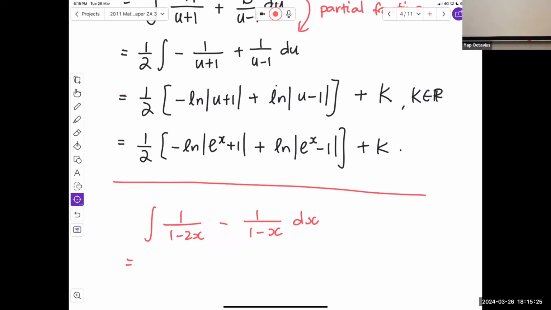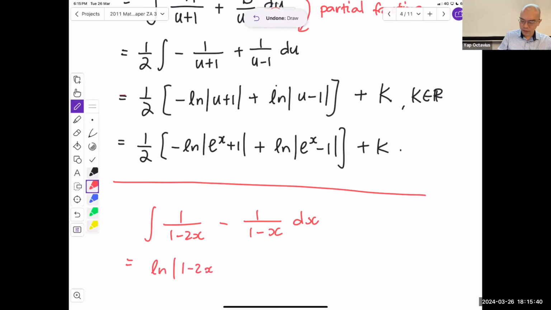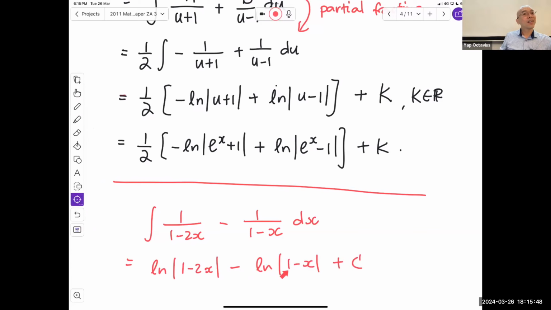What most of you will do is you will do this. Okay, I won't say most of you lah, because I also make this mistake regularly. You'll just end up like that, which is wrong. Why? Because we need to divide by -2. We need to divide by -1.